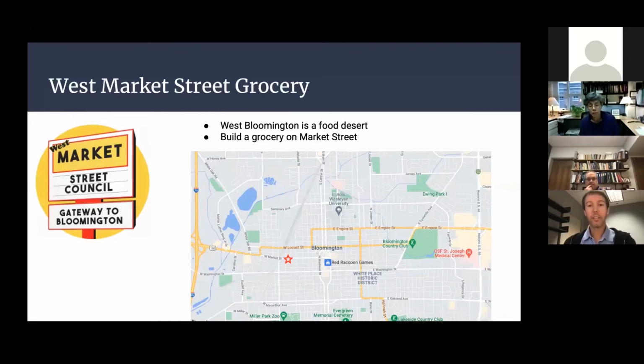Just in case you haven't seen it in the news, there's a grocery that's intended to be built in West Bloomington. If you can see on the map, there's a red star in the central left location. That's where the grocery will eventually be. It's just off Market Street, and I think Morris is the main north-south street that intersects right beside it. So it's pretty close to the intersection of Market and Morris.